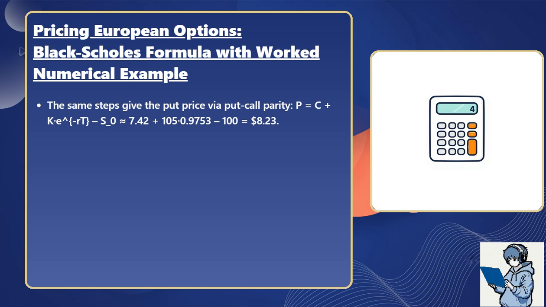Using the same steps, the put price via put-call parity is P equals C plus K times e to the minus rT minus S0. Approximately 7.42 plus 105 times 0.9753 minus 100, which equals $8.23.